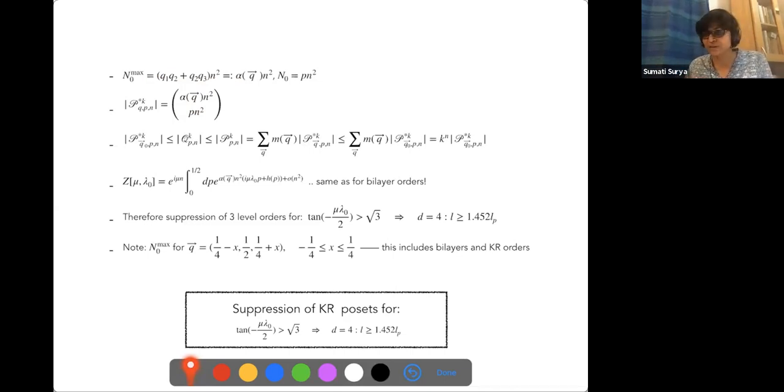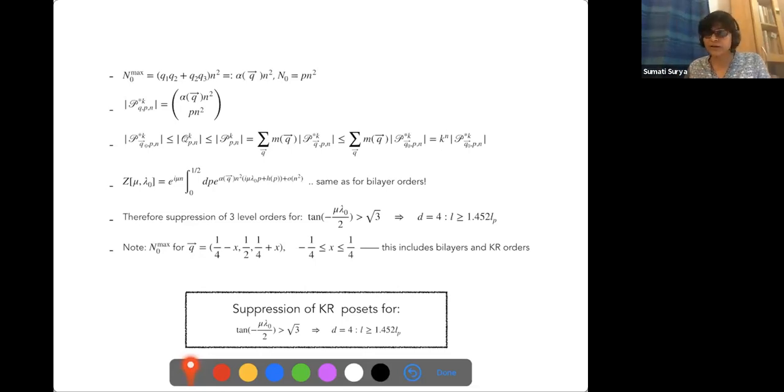What is really surprising, and I didn't believe it for a while, so I kept going back to see whether we had fudged something in the calculation, is that you basically get the same partition function. We didn't have to do the saddle point approximation again. We just had the same partition function for 3-layer posets that they had for the bilayers. And so even for the KR posets, what we find is that this link action is actually enough to suppress the KR entropy.